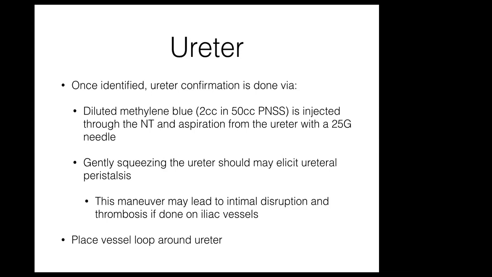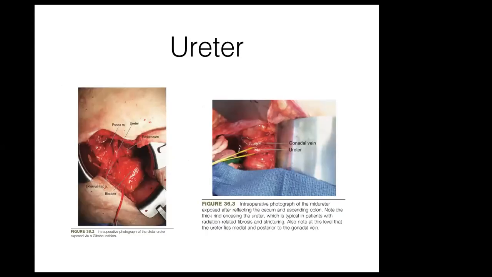Or you can also perform a gentle squeezing of the ureter, which should elicit a ureteral peristalsis if it is indeed the ureter. What we should watch out for in doing this maneuver, however, is if it is on the iliac vessels, it can lead to intimal disruption and thrombosis. So you better be sure if you're going to perform palpation or squeezing of that tubular structure. Once identified, you place a vessel loop around the ureter.